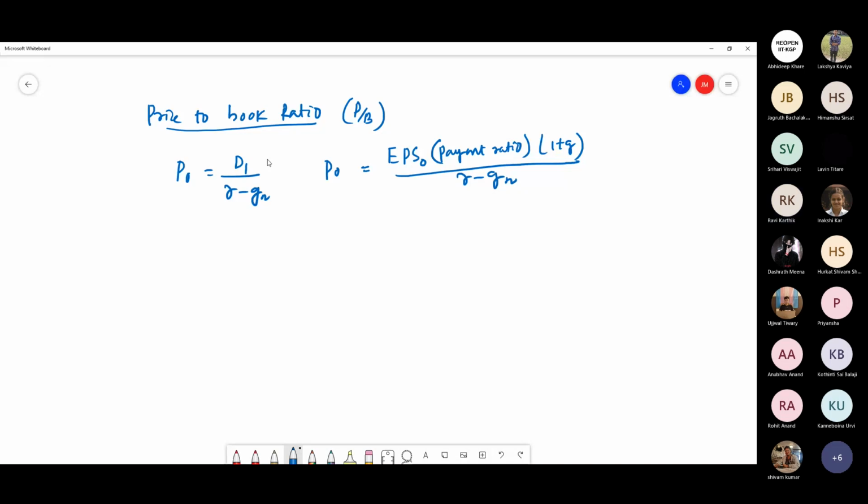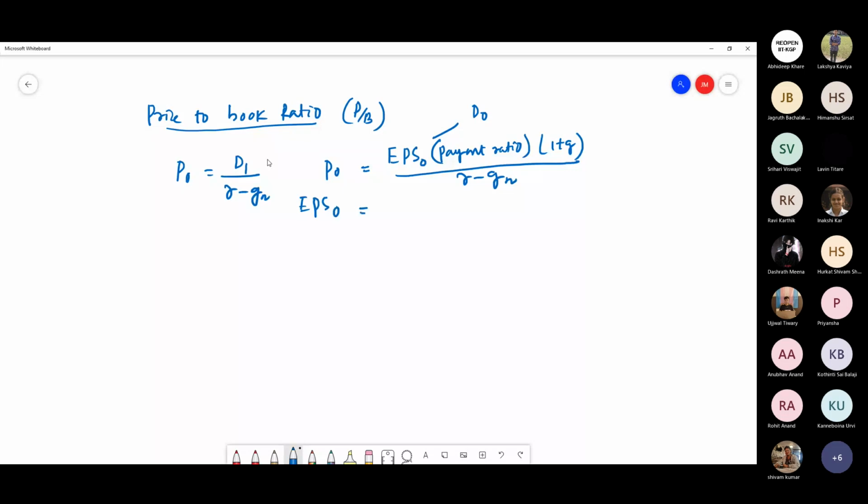Yeah, EPS multiplied by the payout ratio into 1 plus G. EPS 0 into payout ratio will give you D0, and D0 into 1 plus G divided by R minus Gn, that you already know. Then how do you calculate this EPS 0? I'm just giving you a formula for that also.